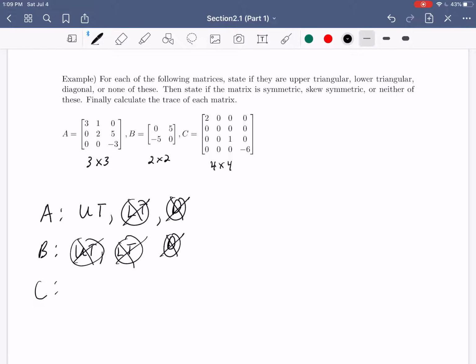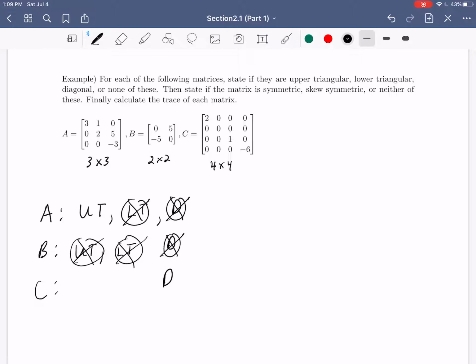And then for C, you can notice that the only non-zero values lie on the diagonal. So this is a diagonal matrix. And this is sort of interesting. If you're a diagonal matrix, you are automatically upper triangular and lower triangular. Because if we think about it, we could say all the non-zero values live in the upper triangular. But since they also live on the diagonal, we could also say they all just live in the lower triangular. So this is just an interesting little idea here.